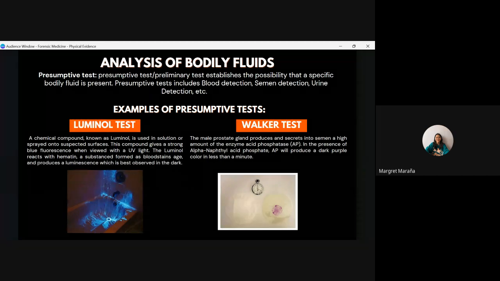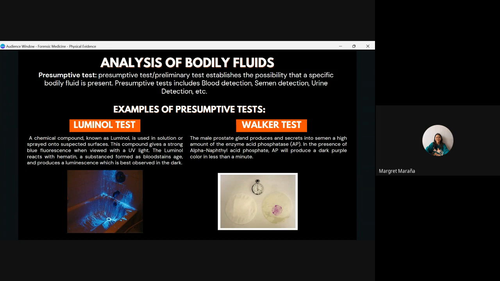So, yung first test na sinasabi natin dito ay ang presumptive test. Ang presumptive test ay ine-establish niya yung possibility that a specific bodily fluid is present. Presumptive test includes blood detection, semen detection, urine detection, and etc. Bale, ang presumptive test ay yun nga, ni-establish niya kung may presence nga ba or may absence ng isang bodily fluid sa isang crime scene.